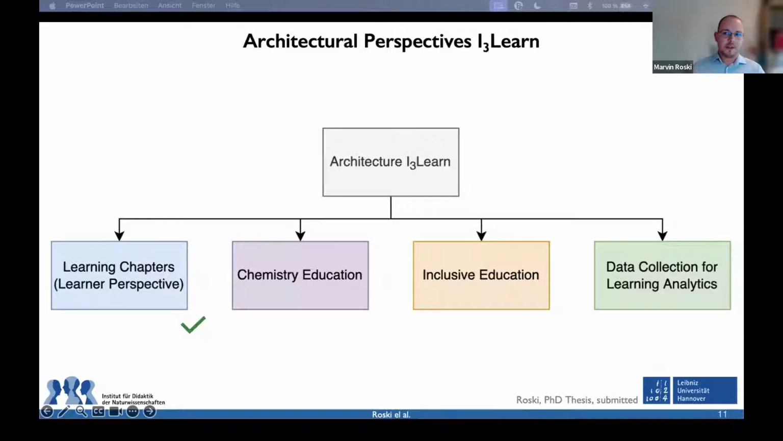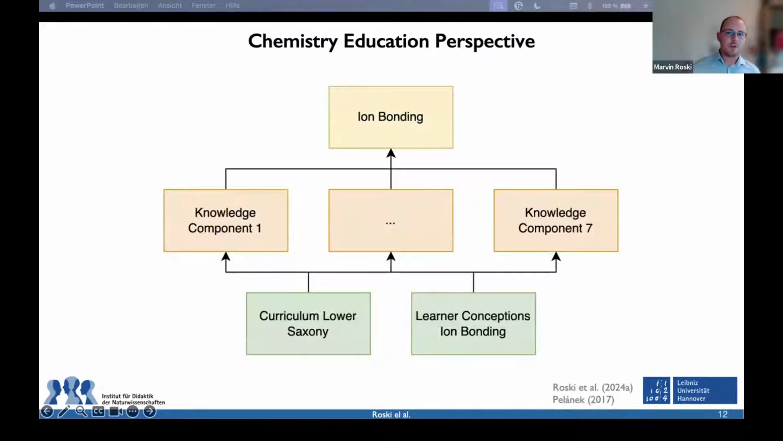So with this, we have clarified the rough structure of i3 Learn by arranging the learning chapters. However, this does not yet fully address the chemistry education foundation. Although the general frame has been defined, it's also necessary to assign a chemistry education foundation to even the smallest parts of the learning platform. To do this, we have broken down the topic of ion bonding into so-called knowledge components, which in their entirety represent the topic of ion bonding. These knowledge components were formed on the basis of the curriculum and the learners' conceptions of ion bonding.